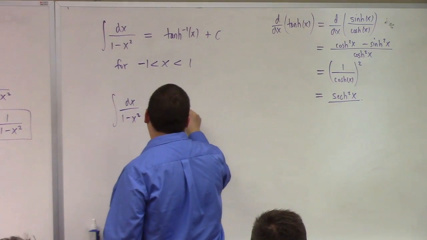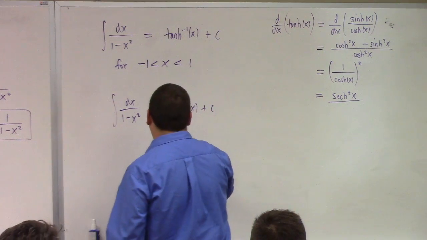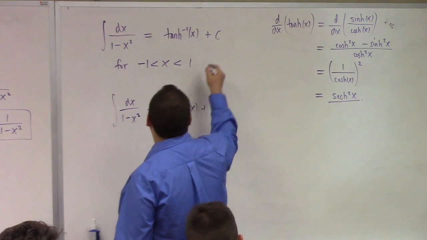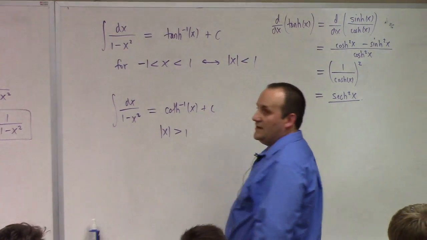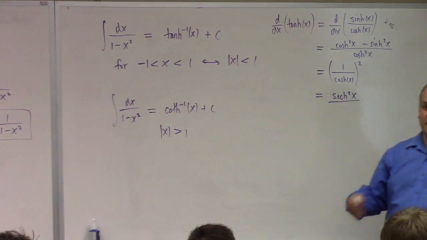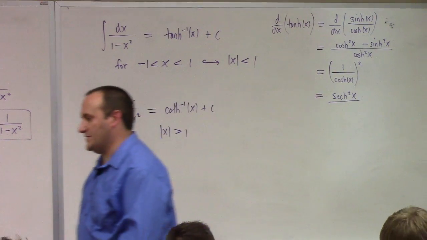But I believe it's the hyperbolic cotangent. That's for the absolute value of x greater than 1. This can also be captured in terms of the absolute value of x being less than 1. If the absolute value of x is equal to 1, that's plus or minus 1. Those are the points where the integrand's not defined.